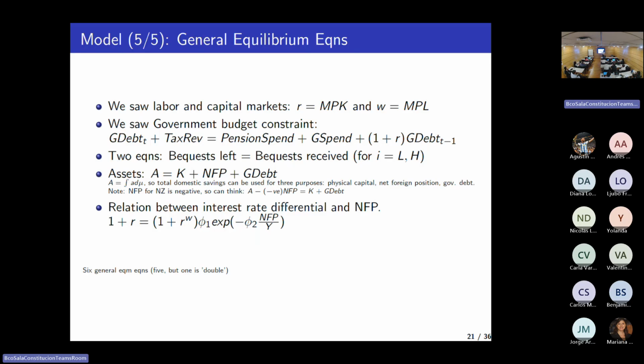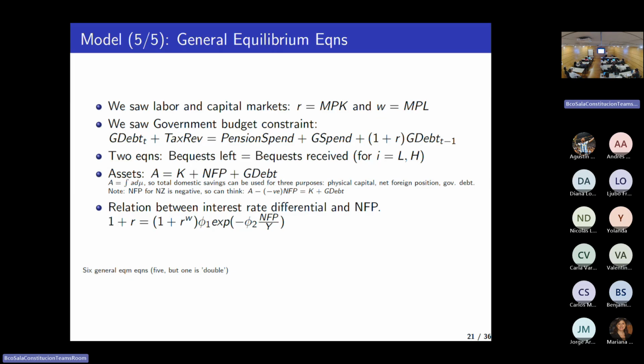We have asset market clearance: the domestic assets, with the net foreign position, because this is negative, can be used for two purposes: private capital and government debt. And then this is the equation for the relationship between the interest rates. If you think about taking the log of it, that says domestic interest rate equals foreign interest rate plus a constant, and then reacting to the net foreign position as a percentage of GDP.